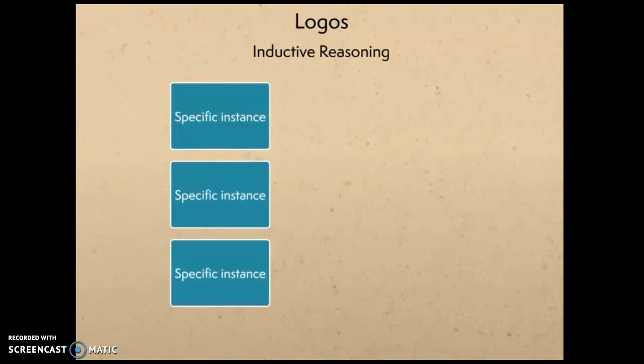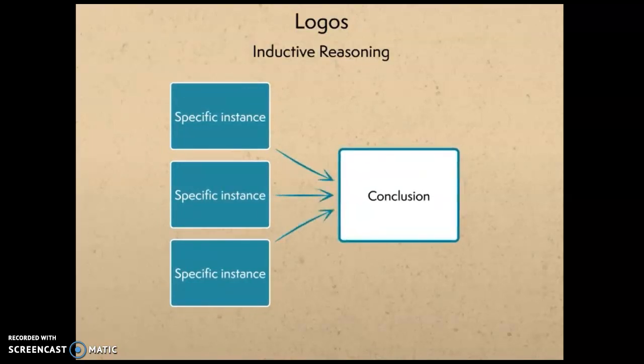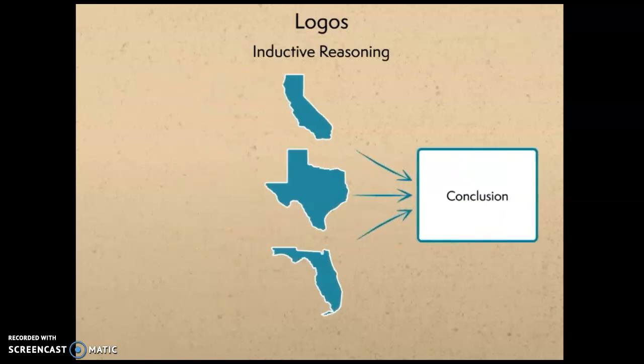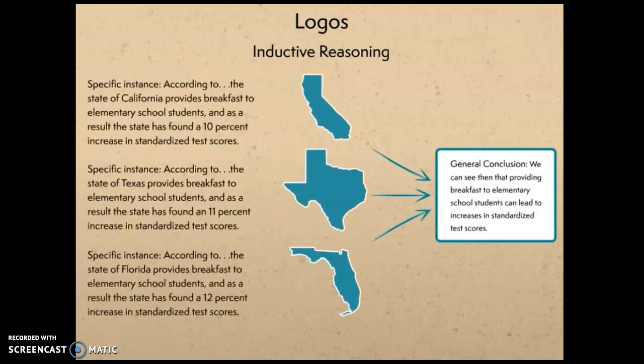Inductive reasoning, or reasoning from specific instances, involves using evidence to show specific reasons that lead to a conclusion. As the speaker, you would have to ensure that you have provided enough specific instances or evidence to fully support the claim you are making.